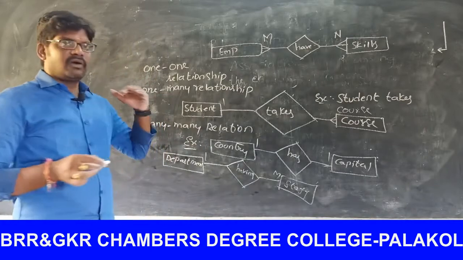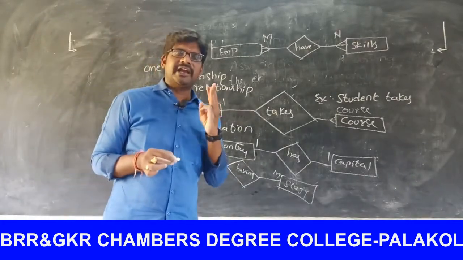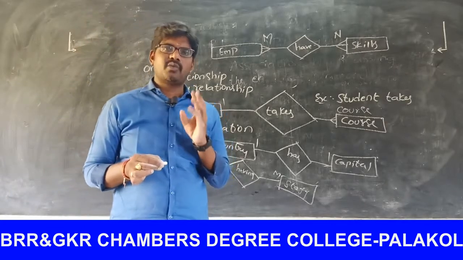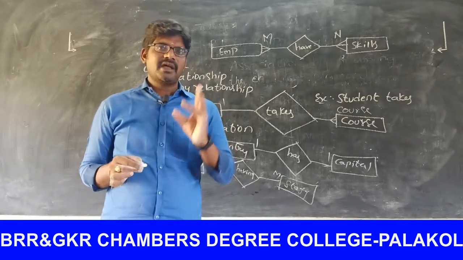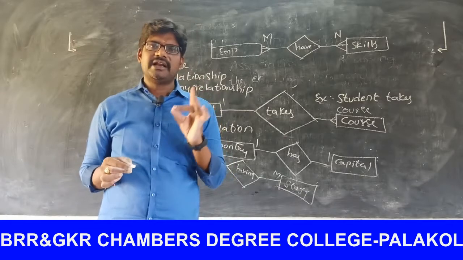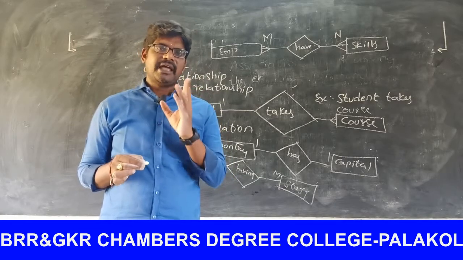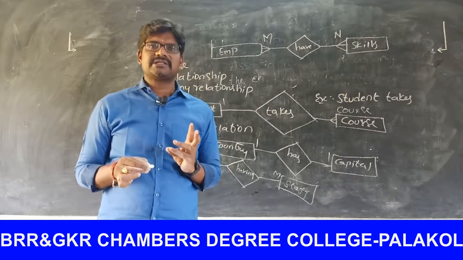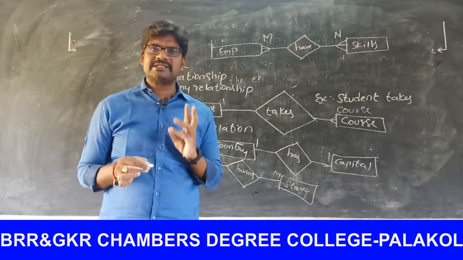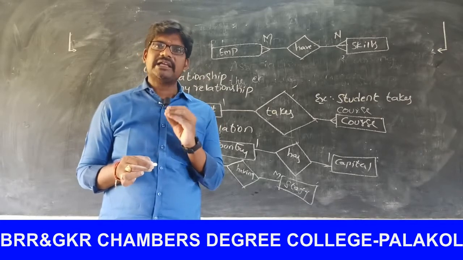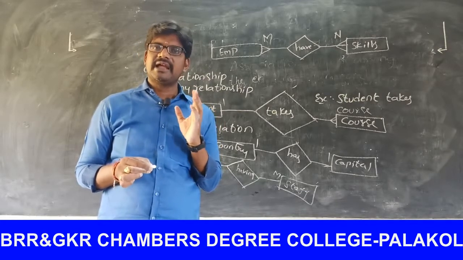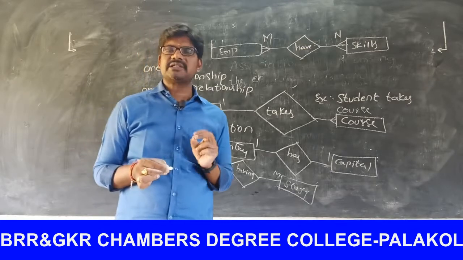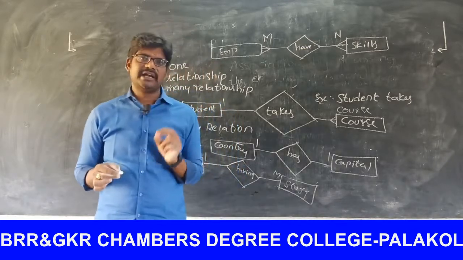Okay. So we have mainly three types of components to represent the ER diagrams. One is entity, another one is attribute, and another one is relationship. Entity, it is a real world object. That means a person, place, thing or anything in the real world, we call it as an entity. Entities are two types. What are they? One is strong entity, weak entity.